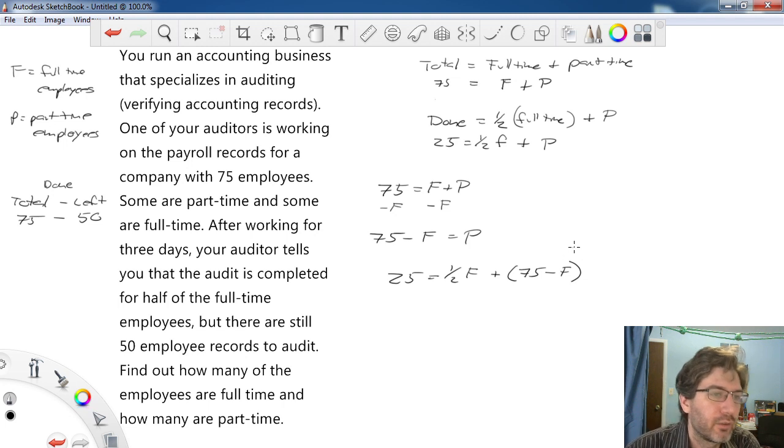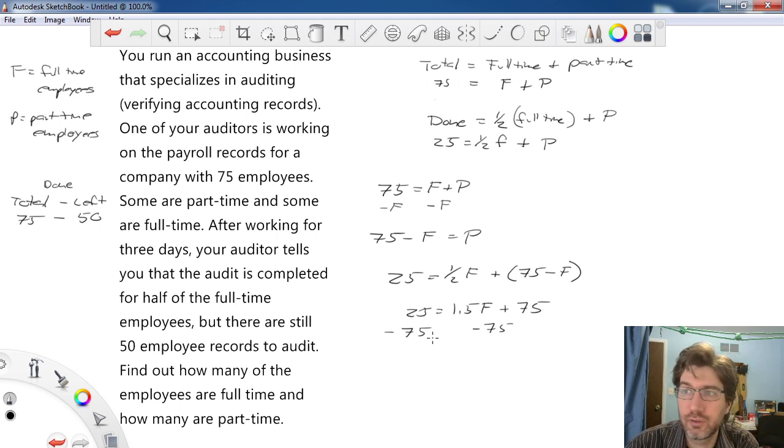Here you can combine like terms. Half the full-time employees plus the full-time employees is 1.5 times the full-time employees plus 75, equals 25. Subtract 75 from both sides. So I'm getting a negative number here now too. So maybe this isn't right. I'm having an off day, guys. I'm going to do the homework too, and see what I come up with. We'll compare answers on Tuesday.